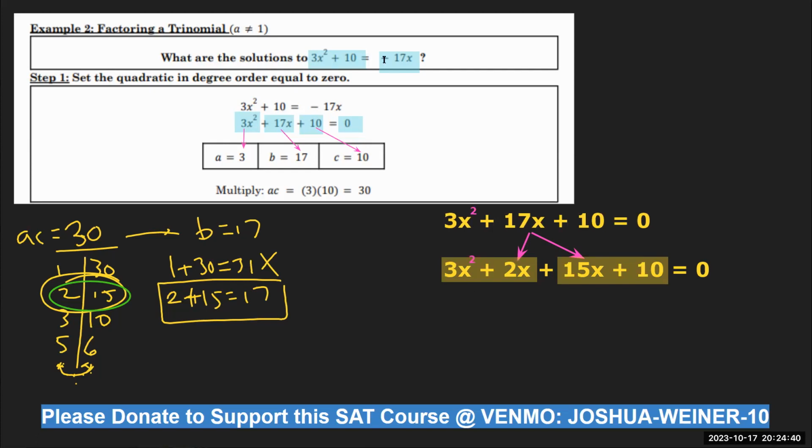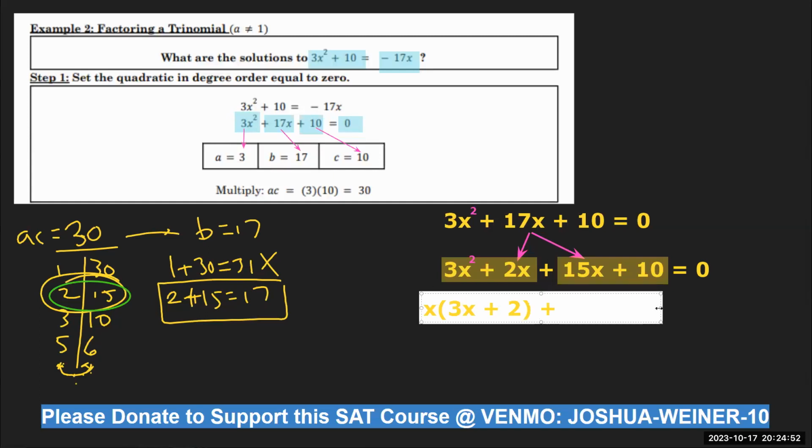For the first term, what we can do is factor out x, and we write it as x times 3x plus 2. And then for the back pair, 15x plus 10, we can move 5 out, and we also get 3x plus 2 as the factor.